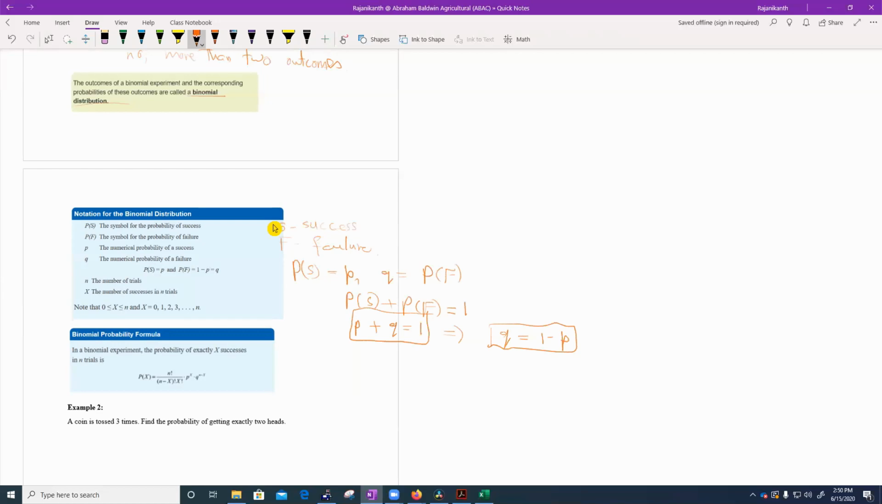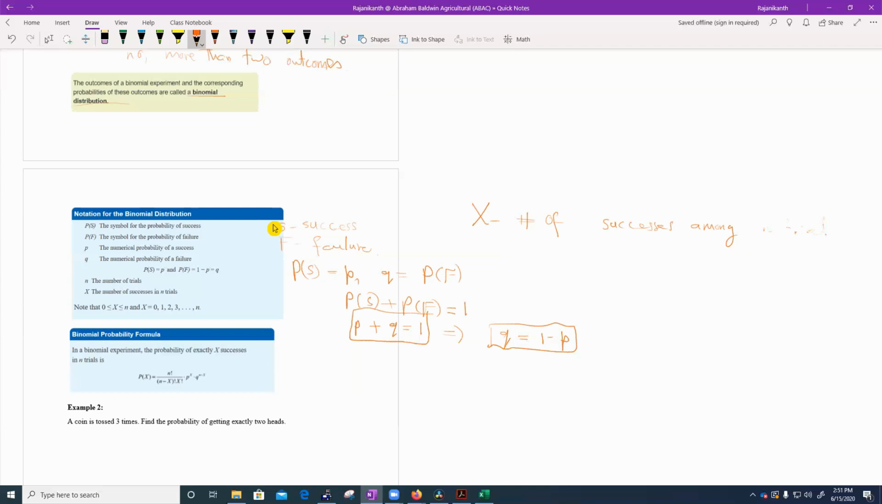Little n, we use little n for the number of trials. How many trials in total are you performing? That is little n. X, what is X here? X stands for the number of successes among n trials. Okay, so you are performing in total n trials. Among n trials, you are asking yourself, how many trials did you end up with successes, which is x.